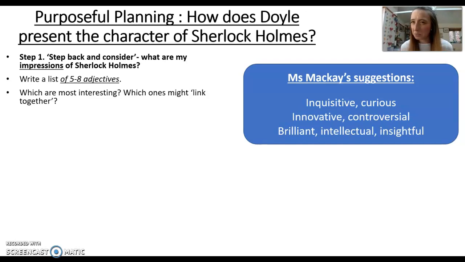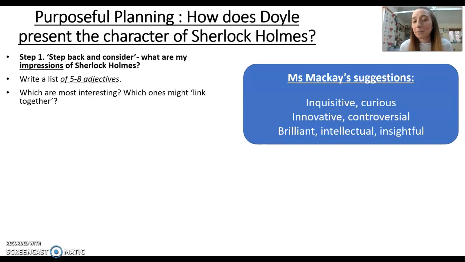It's his job to seek the truth and go out there and find clues. I think of someone who's quite innovative and controversial, so doesn't act in an expected way, who's quite subversive, who does things differently, who does things in a kind of genius way, and who isn't afraid to upset people, isn't afraid to ruffle some feathers. So controversial, innovative, nice ways of saying that.